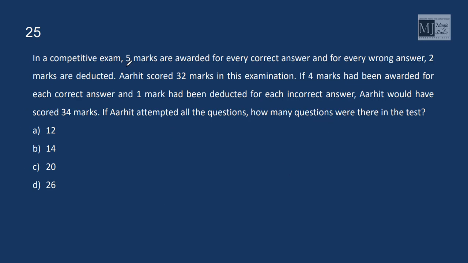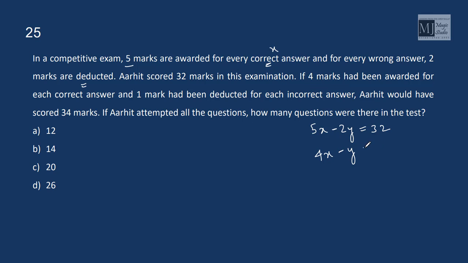In a competitive exam, 5 marks are awarded for every correct answer, and for every wrong answer 2 marks are deducted. Arhit scored 32 marks in this examination. If 4 marks were being awarded for each correct answer and 1 mark has been deducted for each incorrect, Arhit would have scored 34 marks.